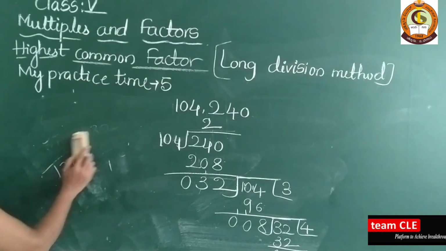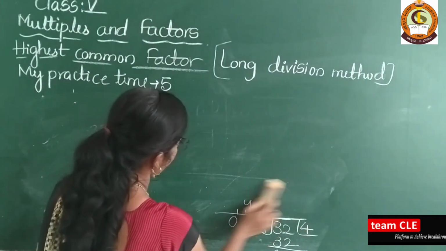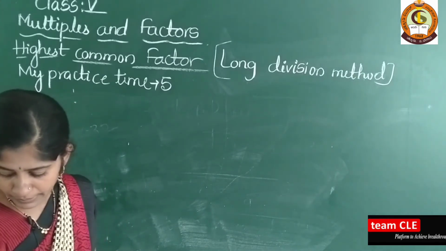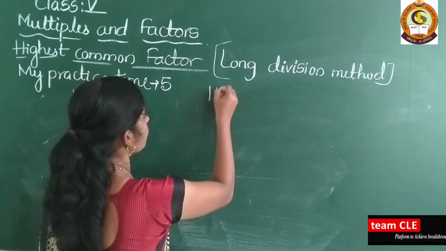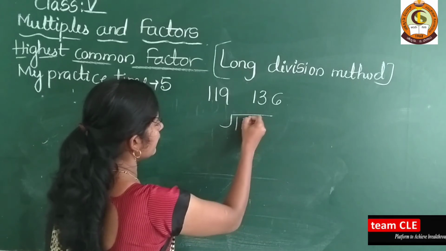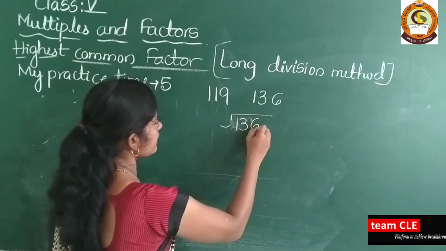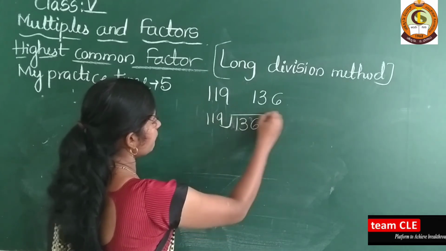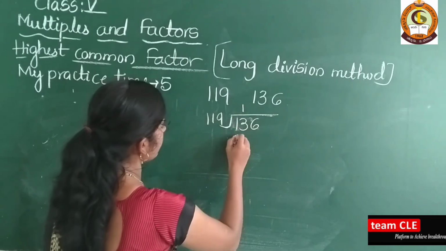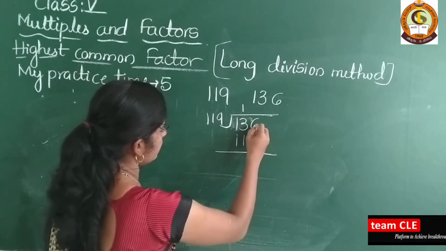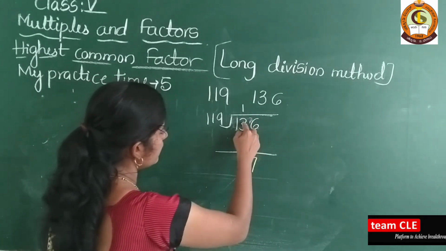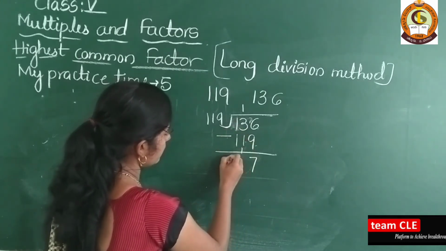Okay, let us take one more example from my practice time 5. I will take here 119 and 136. So let us divide these numbers. I will write here 136 and 119. See here, if I take 119 2s, it will come as a bigger number. So I will take 119 1s are 119. 6 minus 9 not possible. Take carry. 16 minus 9 is 7. 3 minus 2 is 1. 1 minus 1 is 0.